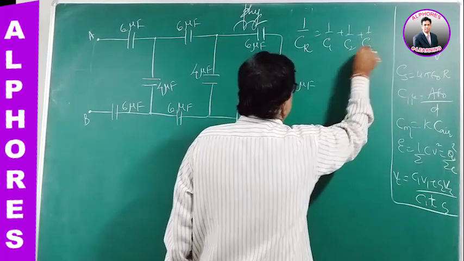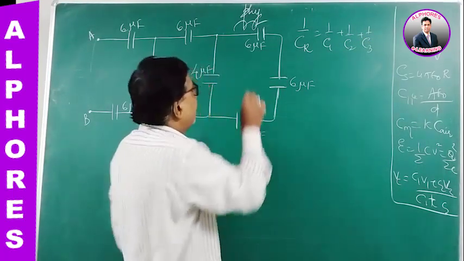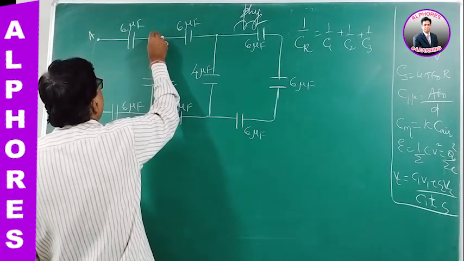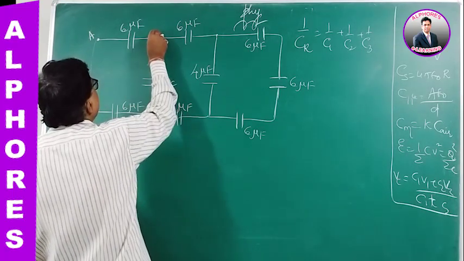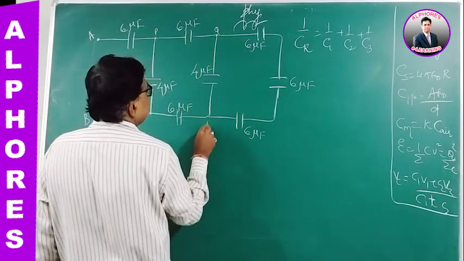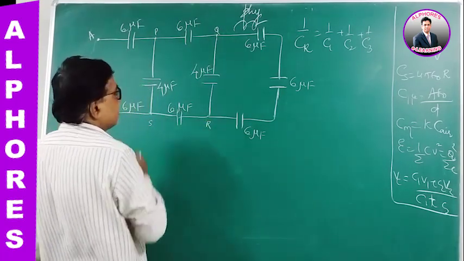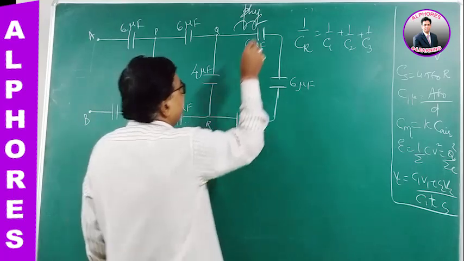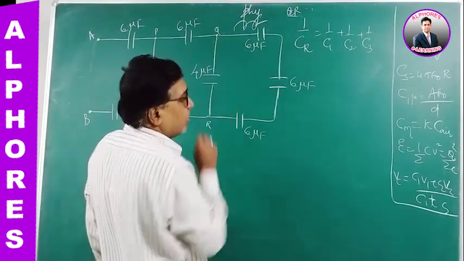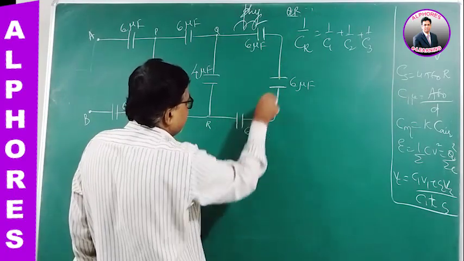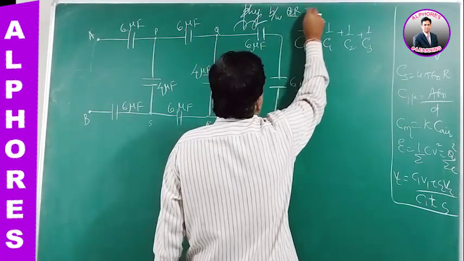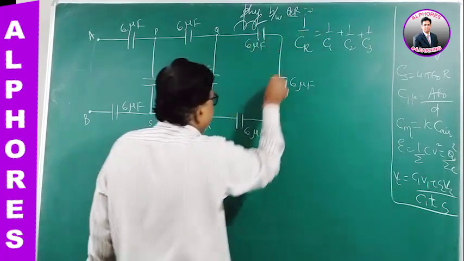Well, these three, let us imagine this point is P, this is Q, this is R and S. So considering the points Q and R, between Q and R now, these three capacitors are in series. So between QR, the resultant capacity, first these three.